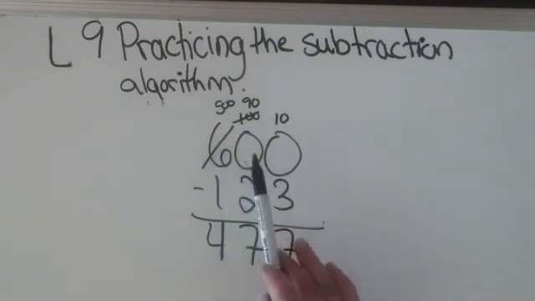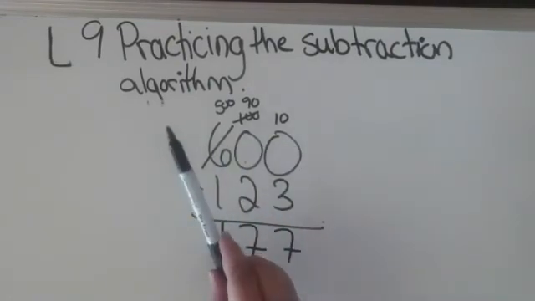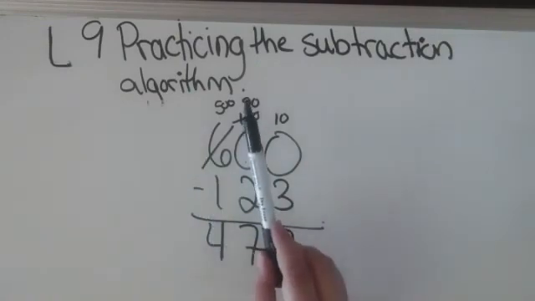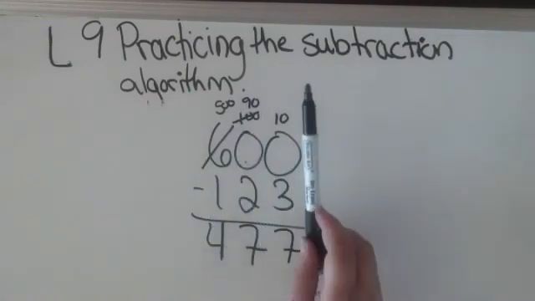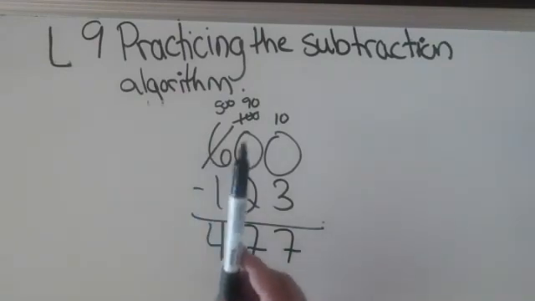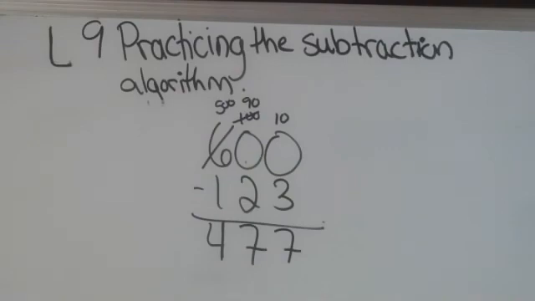You have to bring it over one step at a time. I take 100 from here, put it in the tens column. I take 10 from the tens column, put it in the ones column. Each step needs to be done. That's part of our algorithm. That is practicing the subtraction algorithm, lesson 9, Saxon 5.